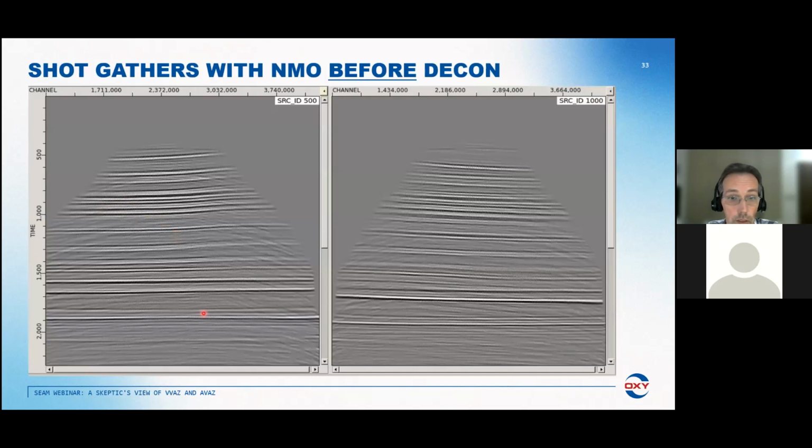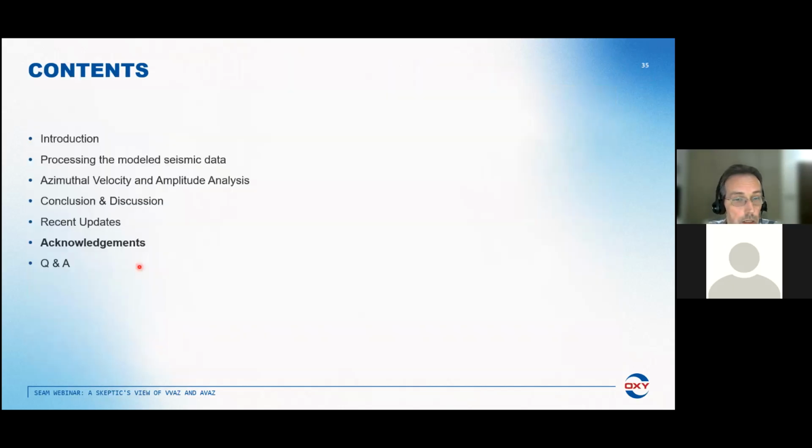Speaking of decon, let's look at a few shot gathers. So the decon is applied to the shot. This is our zone of interest. So again, I'll try to go back and forth a few times. The decon does do something. Whether it's enough remains to be seen. So that's enough about the updates.